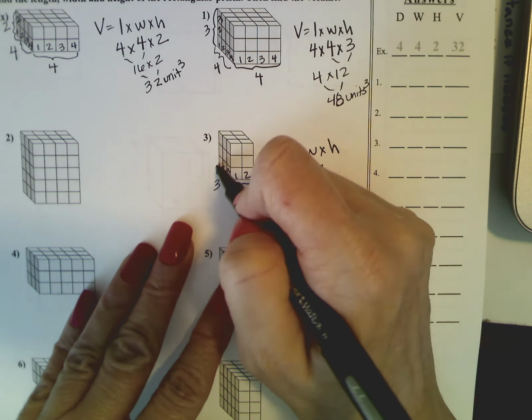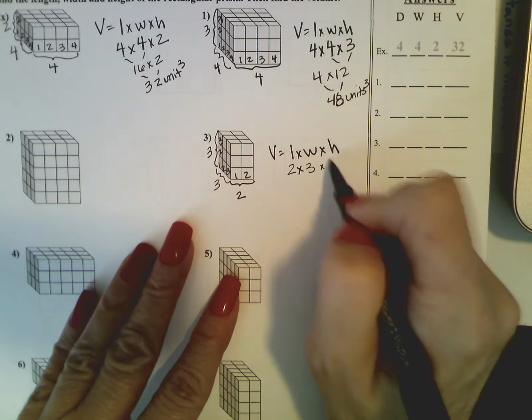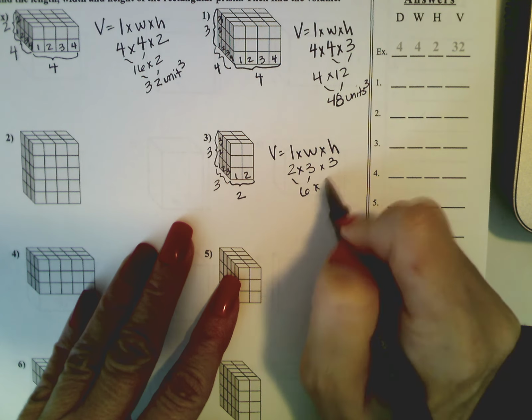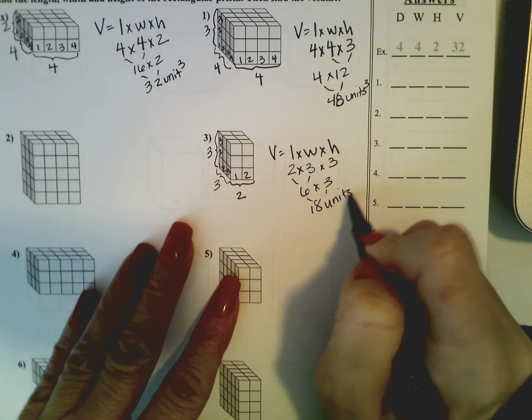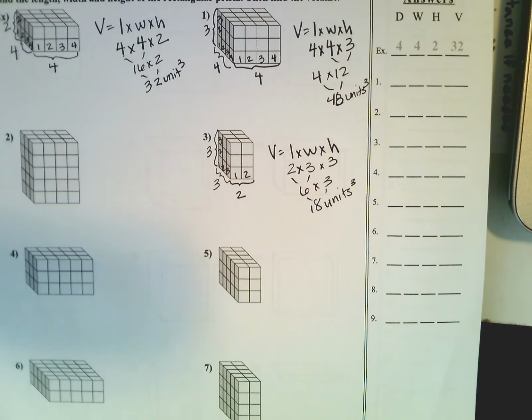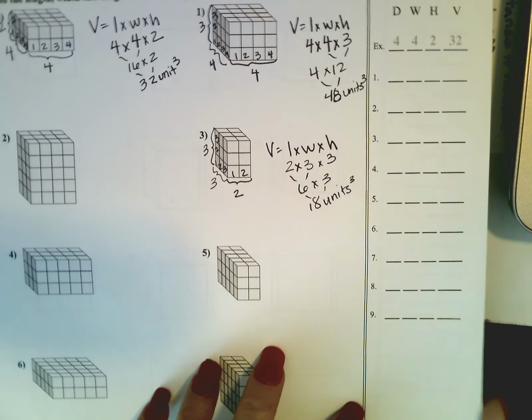And then we go from our diagonal up to the top. 1, 2, 3. So 2 times 3 is 6. Times 3 would be 18 units cubed. Okay, and that's how you would count your cubes.